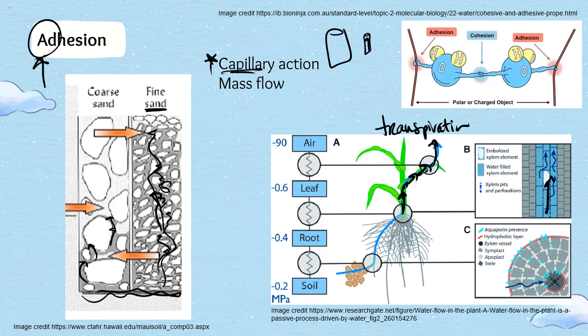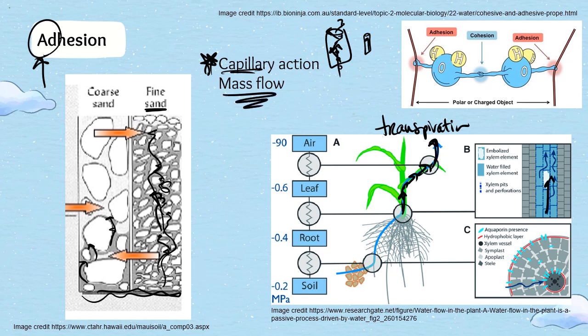This is due to capillary action, that movement of water up a tube against the force of gravity, due to cohesion between water molecules, and also adhesion of the inside of the tube. What's super cool is that in plants, this results also in mass flow.